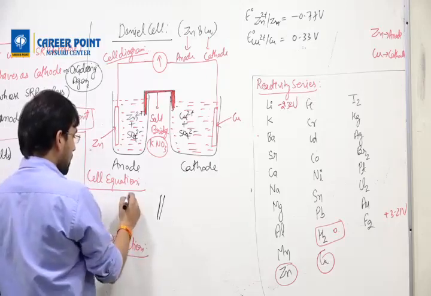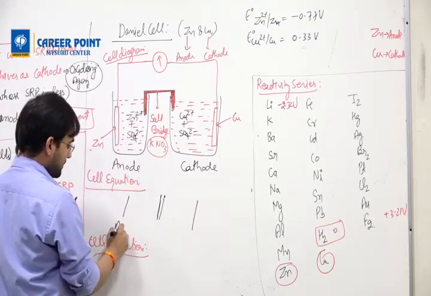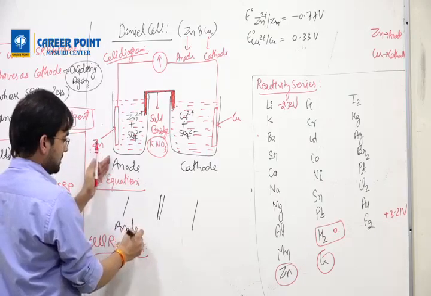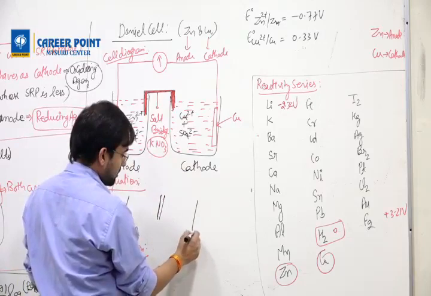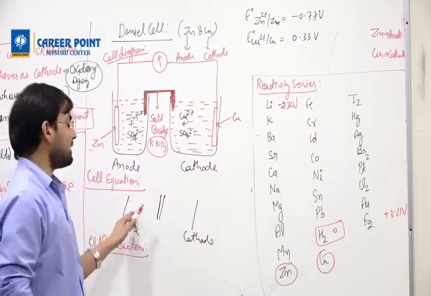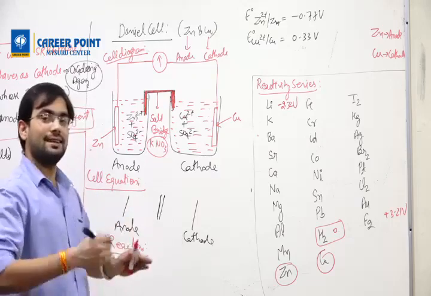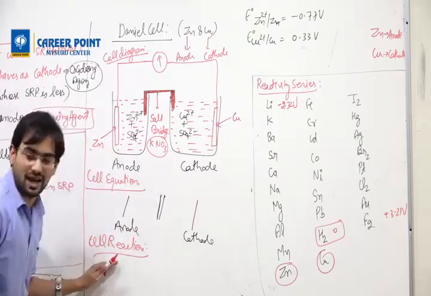Okay. Then we draw one line here, one line here. This is for anode. That's why I have drawn anode here, so that whatever I am writing here, I am writing here. And this is for cathode. Now, here what do I write? I write whatever is getting converted. At anode, what is happening? So now I am going to write cell reaction.